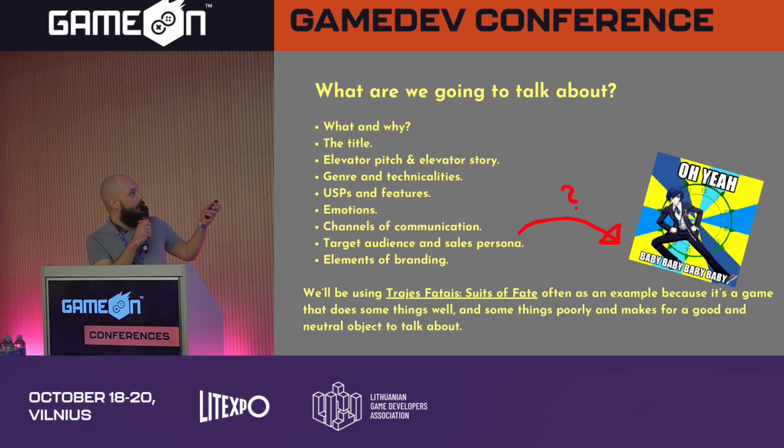Here is the small section, what are we going to talk about? So what and why, and we are going to talk about the concept of a marketing strategy as a whole. Then we are going to talk about the title, the elevator pitch and the elevator story, genre and technicalities, USPs, which stands for unique selling points and features, emotions, channels of communication, target audience and sales persona. I also included a couple of bad jokes in the presentation, and elements of branding.